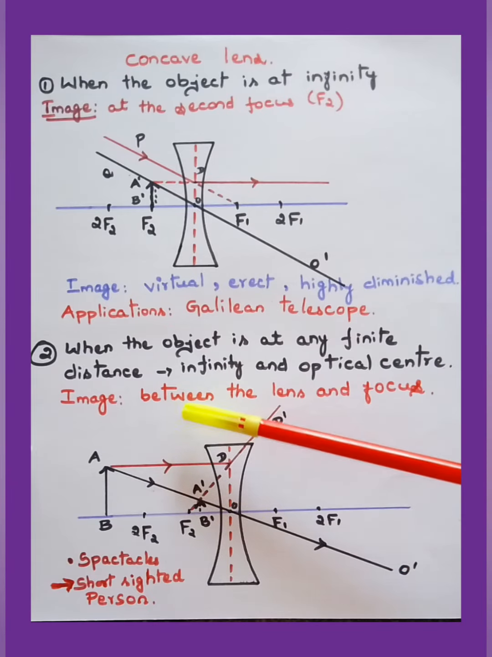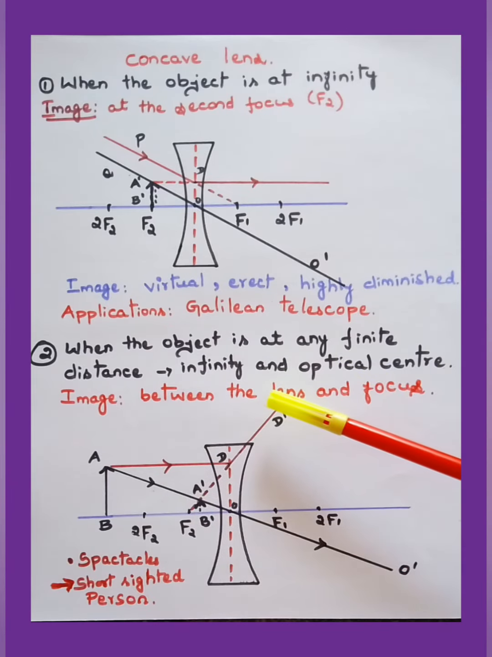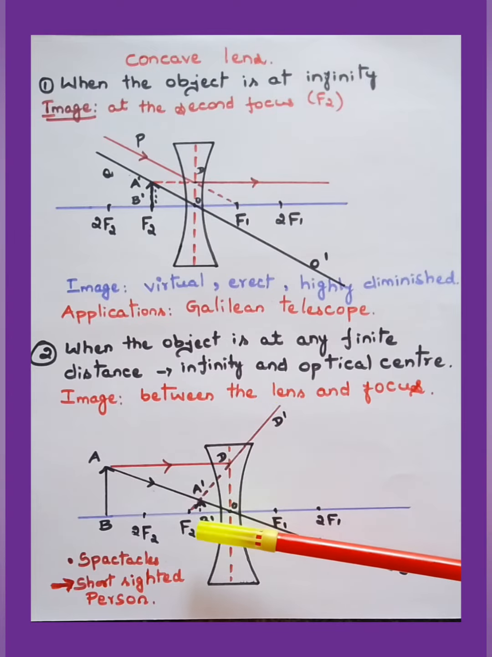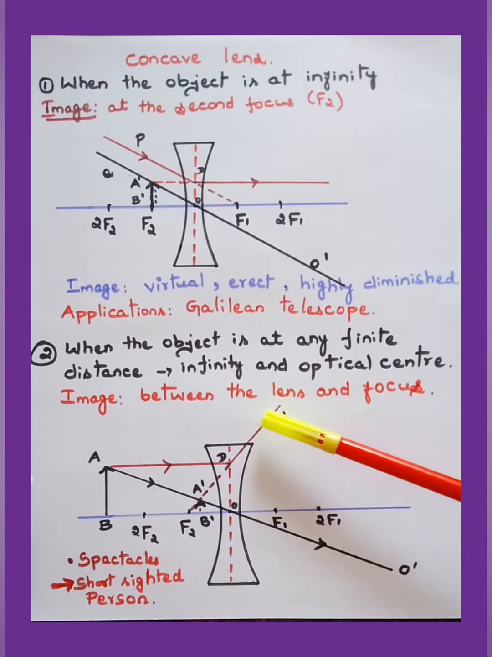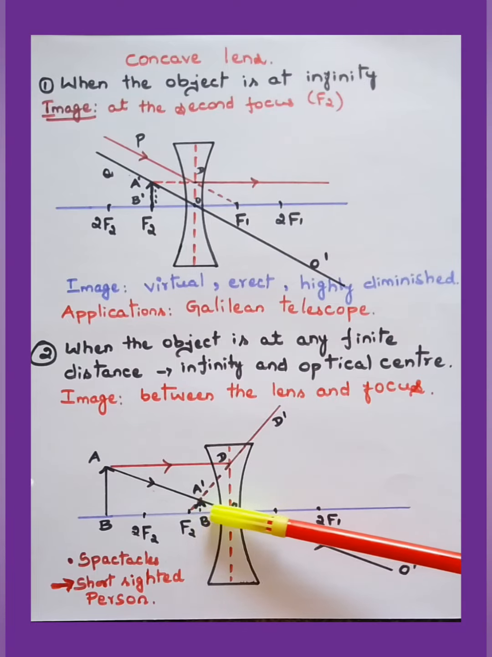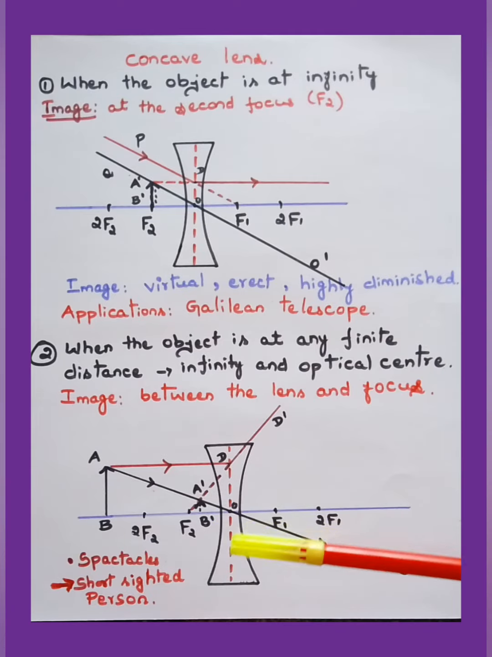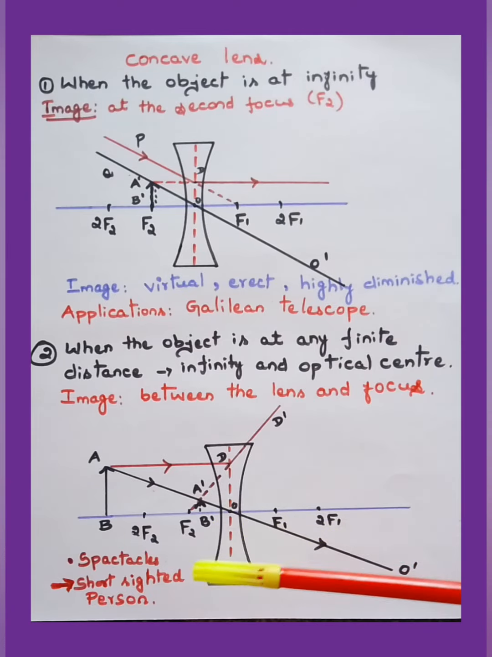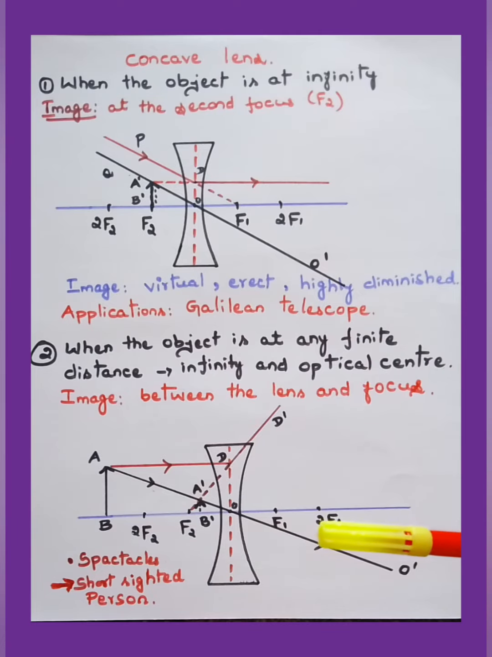And the image is, when the object is at any finite distance between the optical center and infinity, the image is found between the lens and the focus. It will be between these two only, always between the focus point and the optical center, between the lens center and the focus. This kind of setup is used in spectacles, especially for those who are suffering from short-sightedness, to remove the short-sightedness and make the sight proper. So this is about the concave lens.